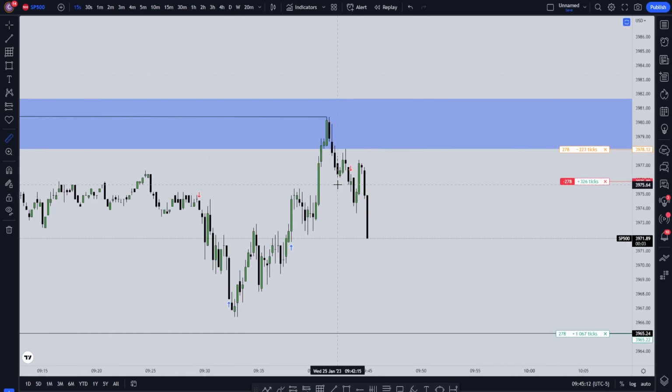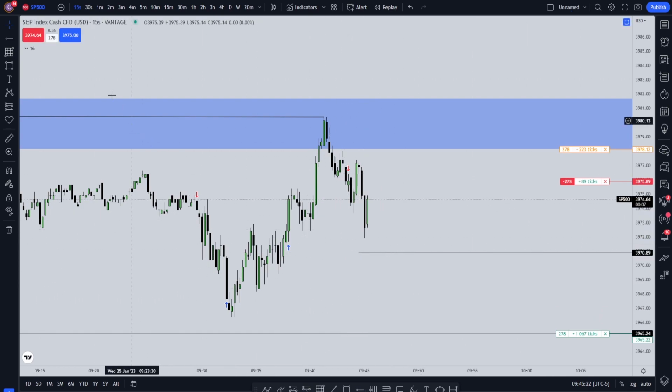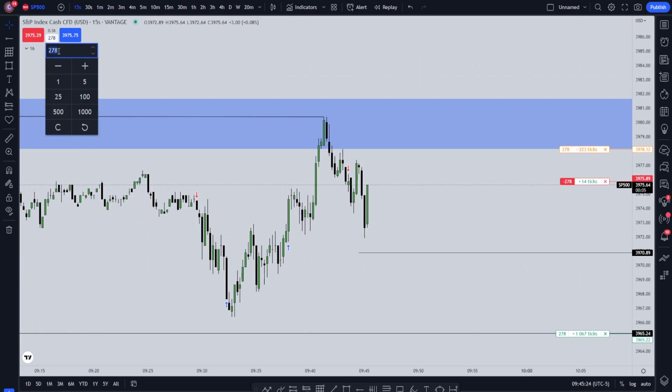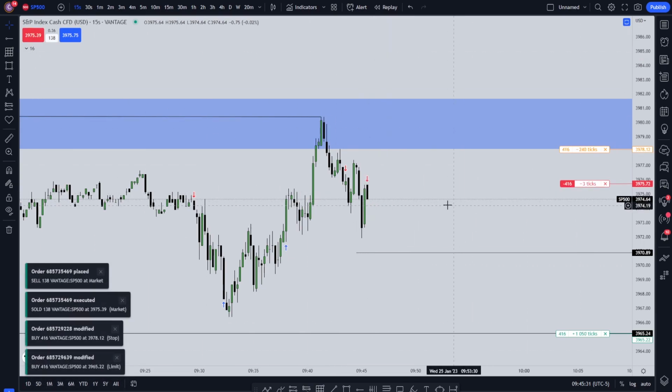Okay, now let's have a look. Our entry from here to over here is 5 points. I'm gonna mark this out, and that's where we take our partials. So here I'm gonna give it one more entry, since it's come back to this fair value gap over here.